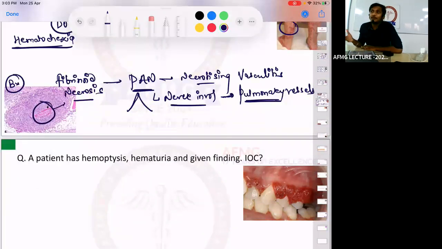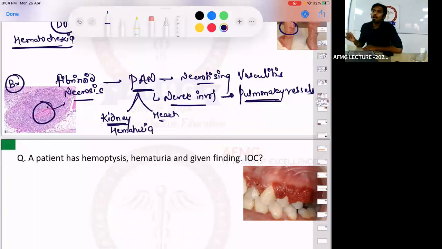There would be lungs. No, I did not say that. So there would be kidney involvement. The patient will have kidney involvement, and it will manifest as... along with that there would be heart involvement.